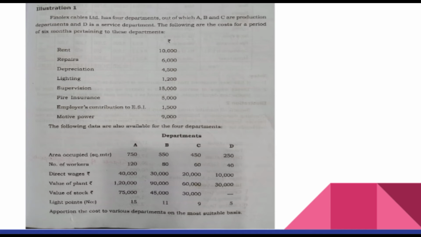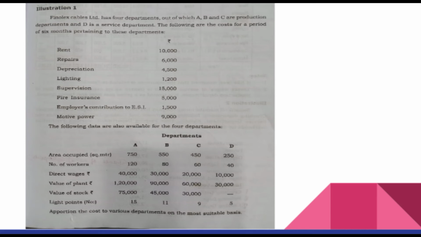Then supervision is related with number of workers, and employer's contribution to ESI is also related with the number of workers. Fire insurance is related with the value of stock, and motive power is related with the value of plant. These are our bases of apportionment.